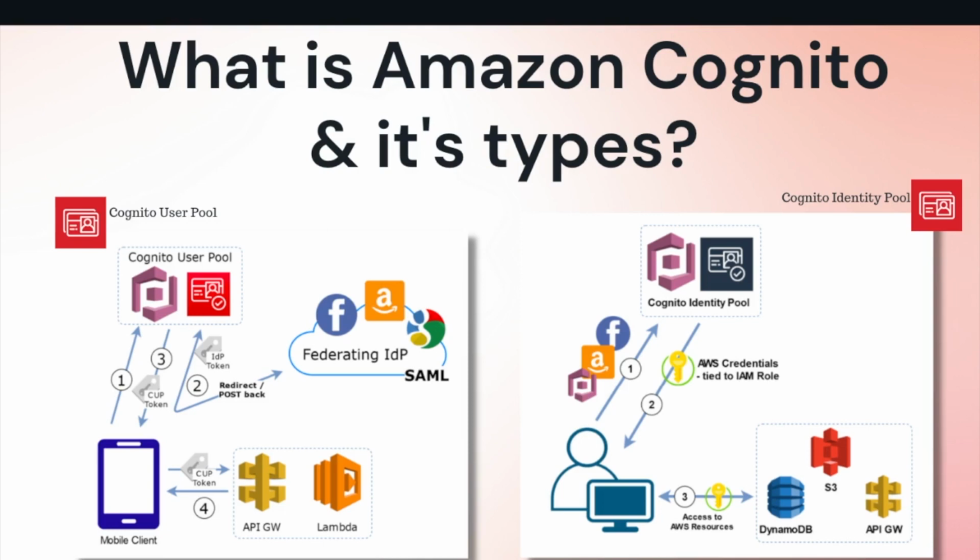It's basically saying, hey, you seem to already have credentials and you seem to know your Amazon credentials as well. So I'm going to give you a temporary credential so that you can access services within AWS using the temporary credential. Good luck. So that's what Amazon Cognito and its two types are.